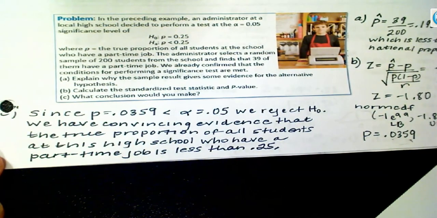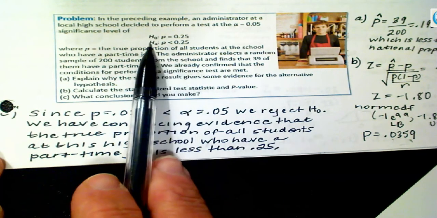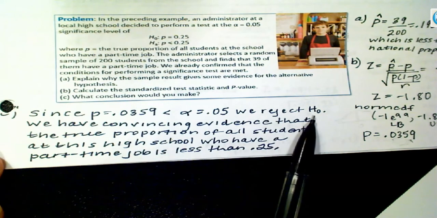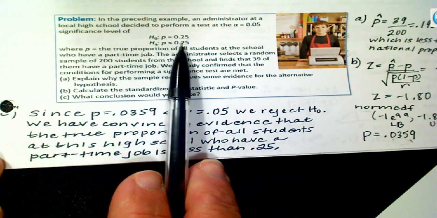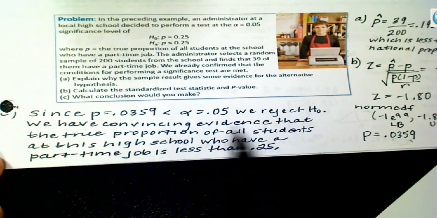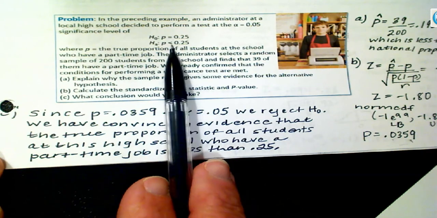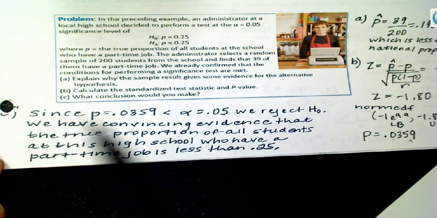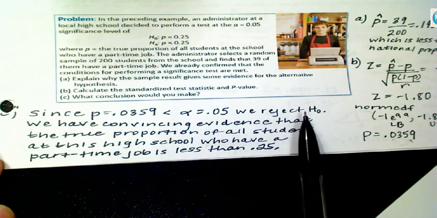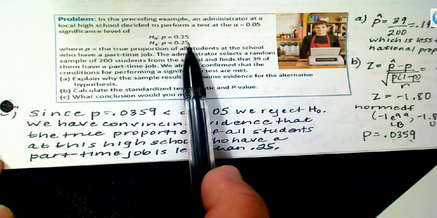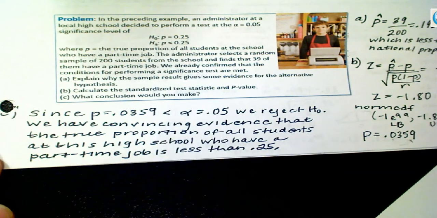Since P is equal to 0.0359, which is less than the alpha value of 0.05, we reject the null hypothesis. You always write that in your first sentence, and then your second sentence will be in terms of the alternative. Since we are rejecting the null, we are saying that we have convincing evidence that the true proportion of all students at this high school who have a part-time job is less than 0.25. So make your statement, and then if you reject it, we have evidence for this. If you fail to reject it, we don't have evidence to conclude the alternative.